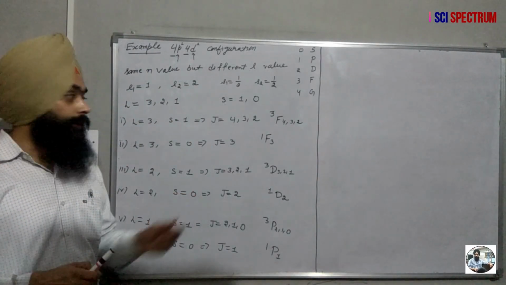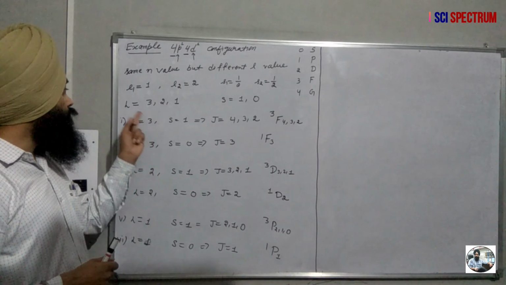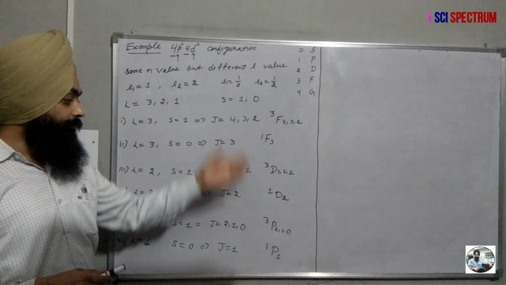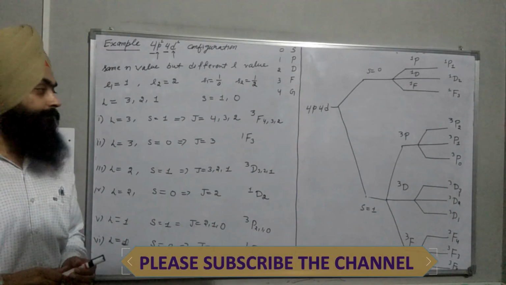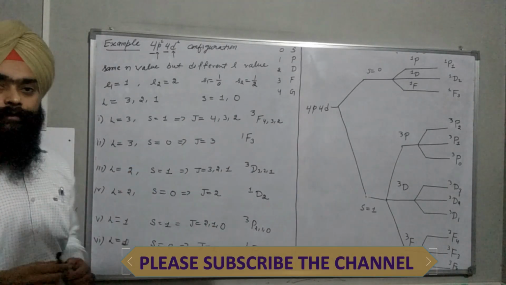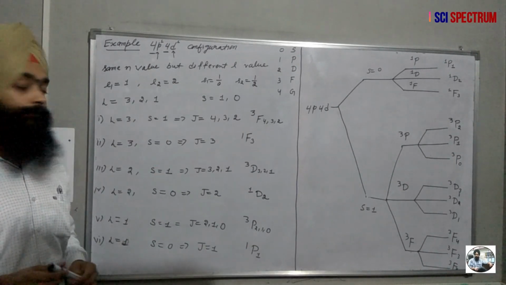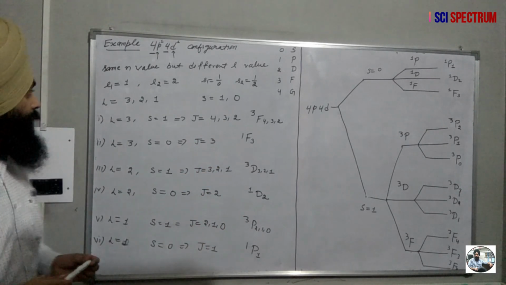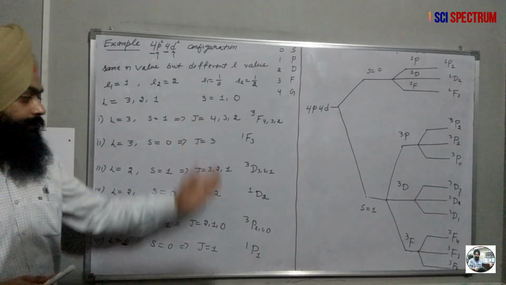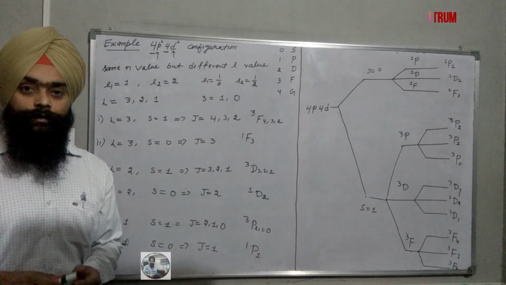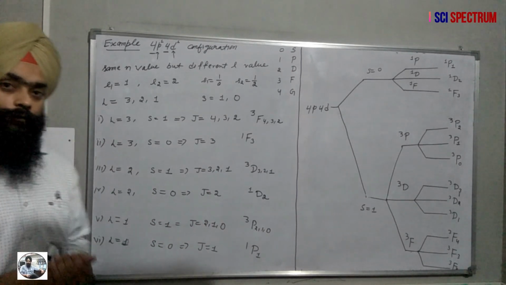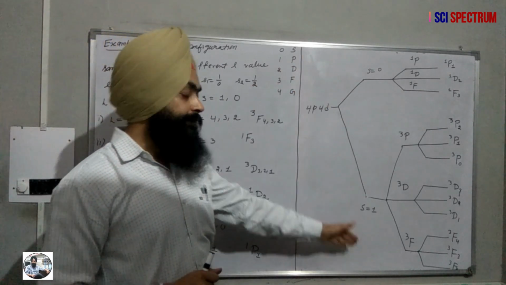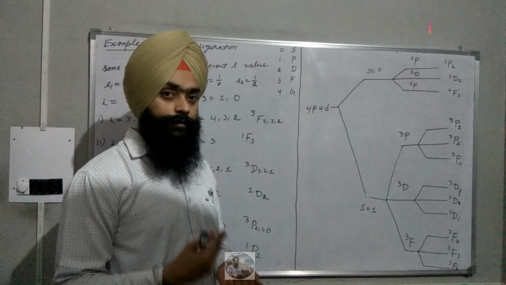So these are the term values corresponding to l1 equal to 1, l2 equal to 2. These are various term values. So we have calculated the term values for the 4p 4d configuration, which are given by these values. Let us arrange these term values according to the increasing or decreasing order of energy, and those energy differences will be decided by Hund's rule.